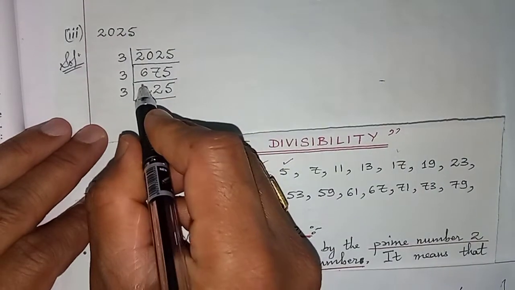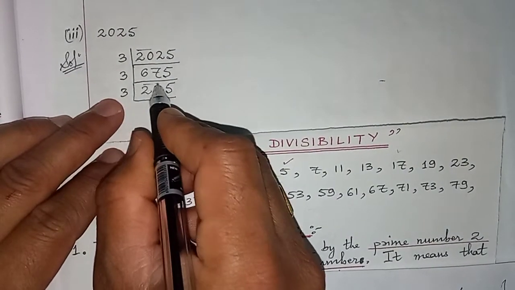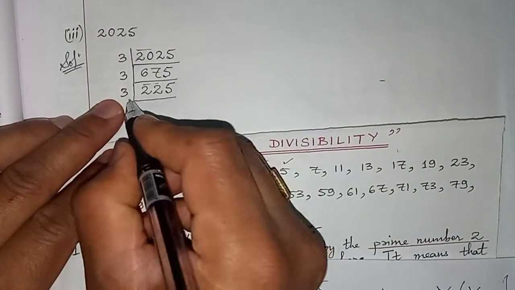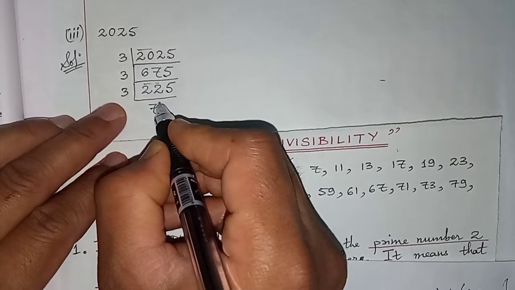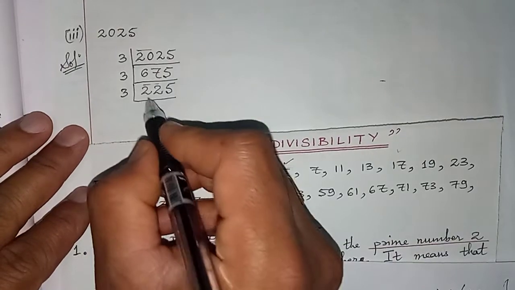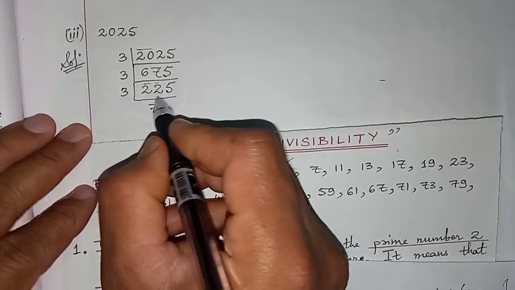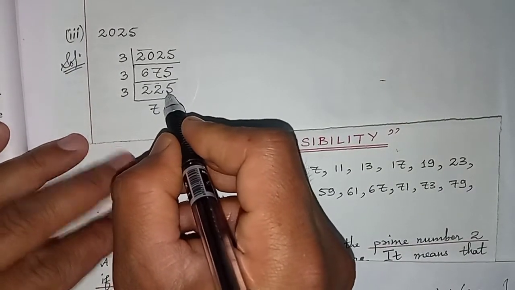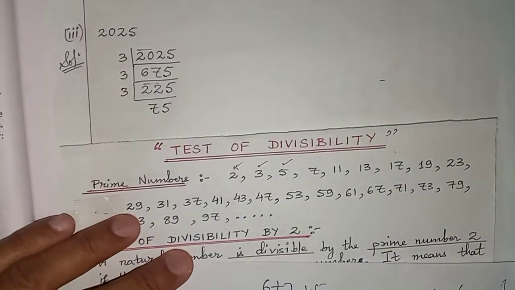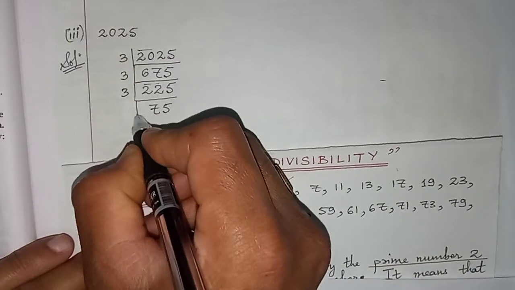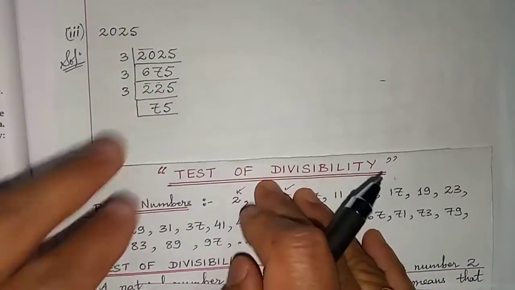And this time 2 is smaller than 3, so we should take 2 digits. 22 now. Table of 3: 3 7s are 21, because we should take smaller, not bigger, or equal. So 3 7s are 21. So 22 minus 21, 1. 1 will go and then 5. The 1 and 5, 15. And 3 5s are 15. Okay. So the number is becoming smaller, but not 1 yet. So we have to carry on.